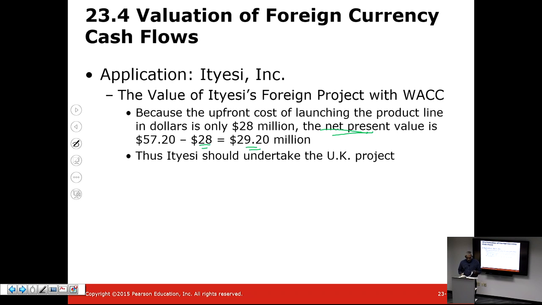And so that's where I will end chapter 23. I will not cover section 23.5 or section 23.6. I have covered already section 23.7, the capital budgeting and exchange rate risk. So sections 23.5 and 23.6 will not be covered for this chapter, and that will end for us chapter 23.